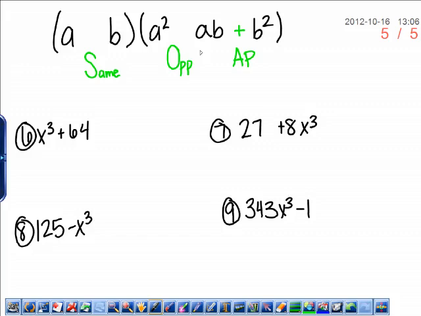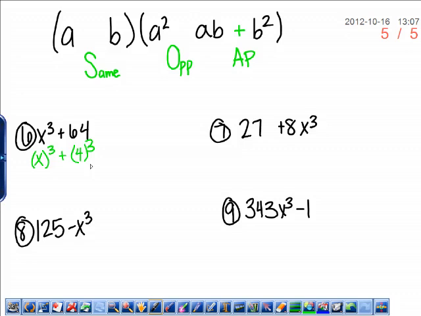All right, let's work a couple. X cubed plus 64. So let's figure out what cubed gives us x cubed. Okay. Plus what cubed gives us 64? 4. 8 squared gives you 64. I want cubed. Yep.